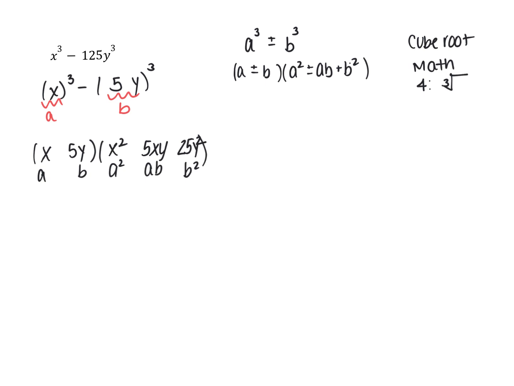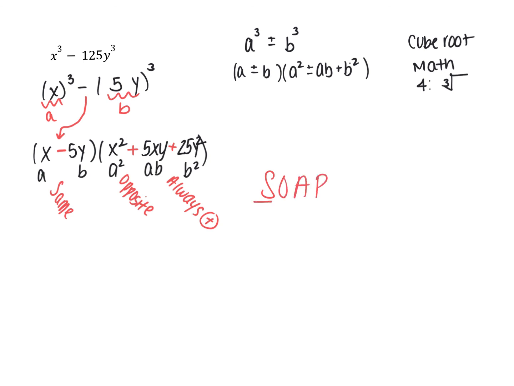And now the signs are very simple. We follow SOAP. Same as the original goes in here. So this one is your same. Opposite of that sign goes in here. So same, opposite. And this last term is always positive. So that is where SOAP comes from. S stands for same, O stands for opposite, A stands for always positive. So SOAP.